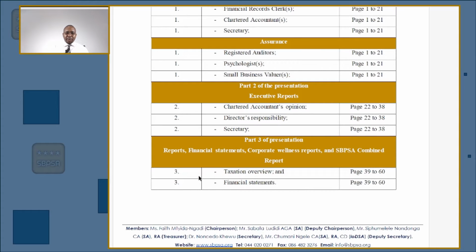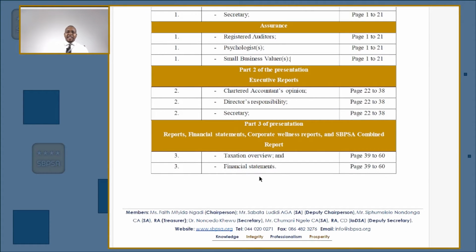Then we'll be talking about the taxation overview. You will remember when we were doing cycle 1.5 CPD, we said there that there are rules and laws of determining taxes, and of course we're going to deal with that even at volume 6, because it's quite a concrete issue that we need to deal with. Then we're going to talk about the financial statements there.